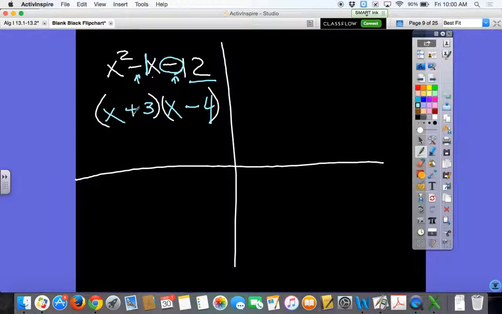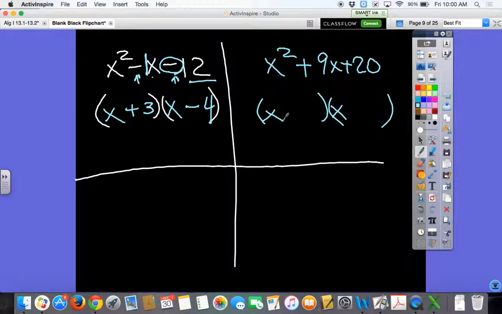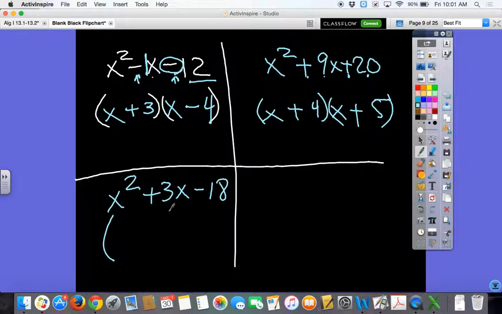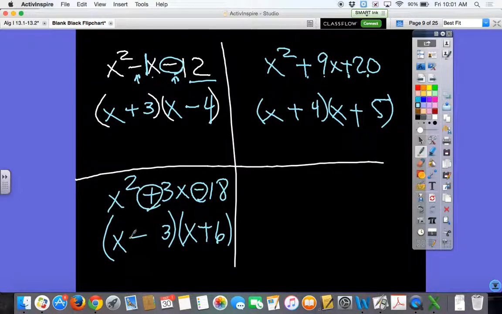And so you're done. If you've got x squared plus 9x plus 20, you do have your x's. Multiply to 20, add to 9. That would be 4 and 5. Signs are the same. Both of them are plus. If you have x squared plus 3x minus 18, what two numbers multiply to 18 and subtract to 3? Well, 3 and 6. The signs are different. The big one gets the plus. So 3 gets the negative there. Just whatever the opposite one means.